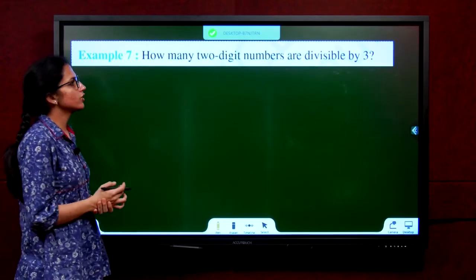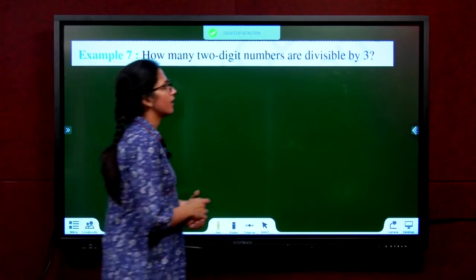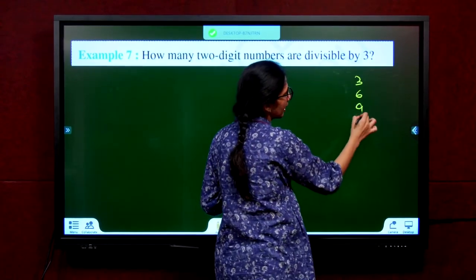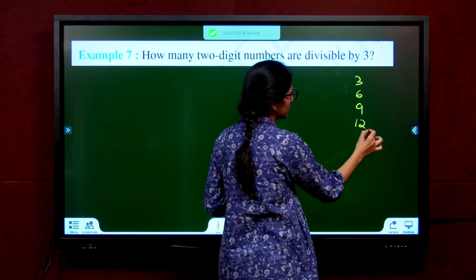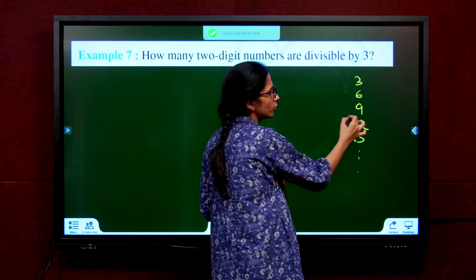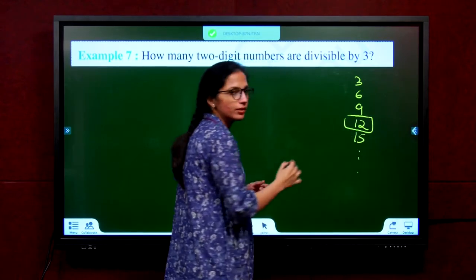How many two-digit numbers are divisible by 3? So first, 3 is divisible by 3. 6 is divisible by 3. 9 is divisible by 3. 12 is divisible by 3. After 12, 15. You can go on. So these are not two digits. That means my first number is 12.